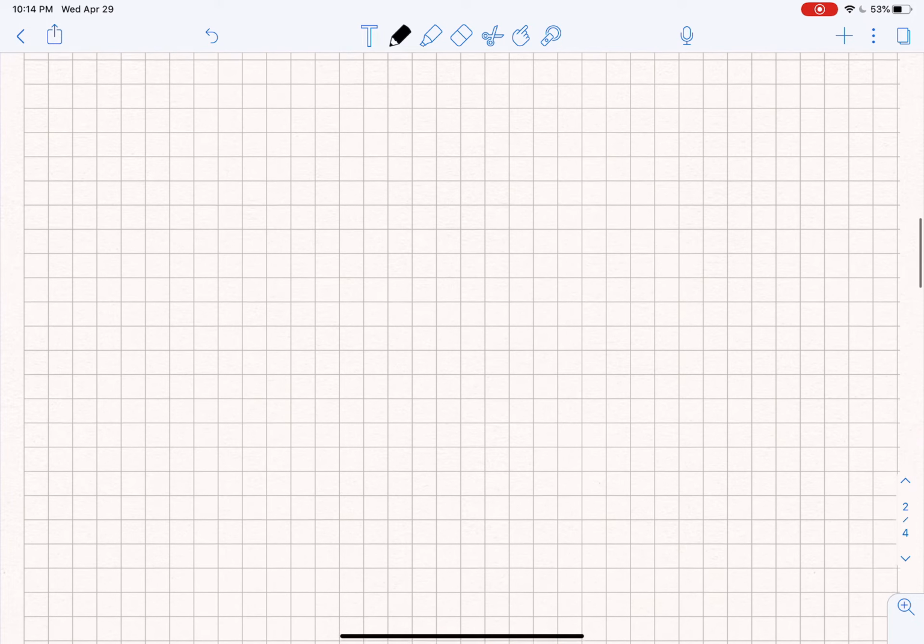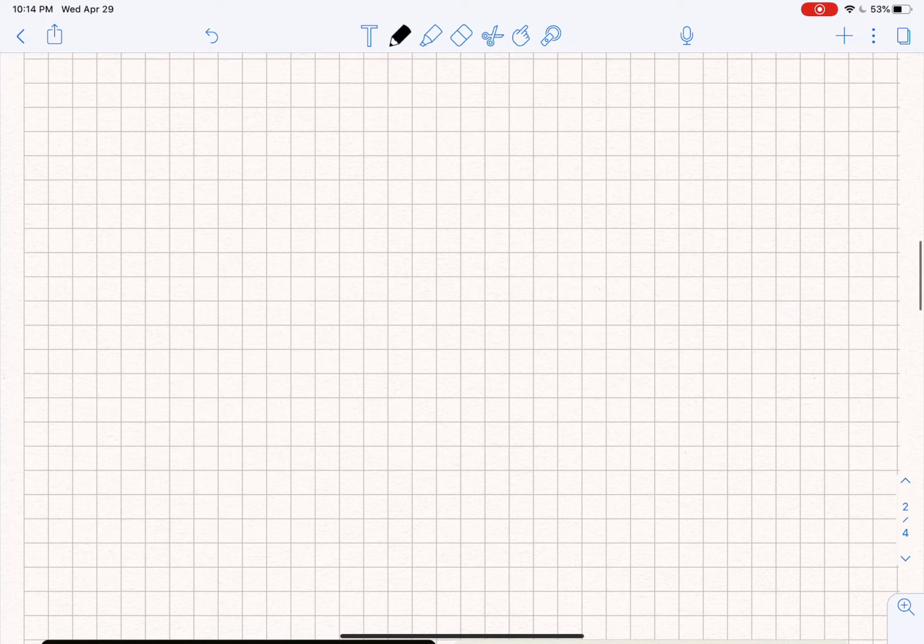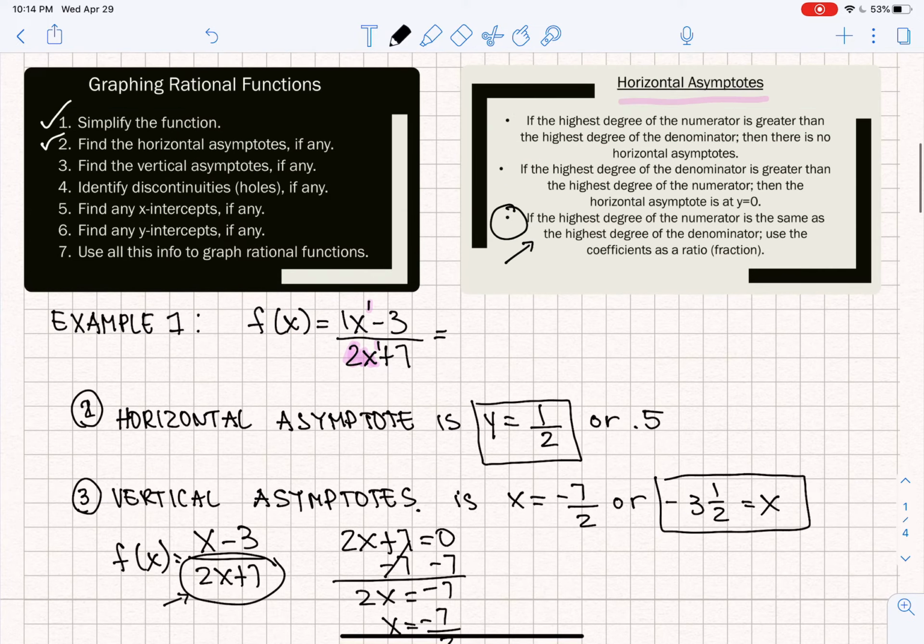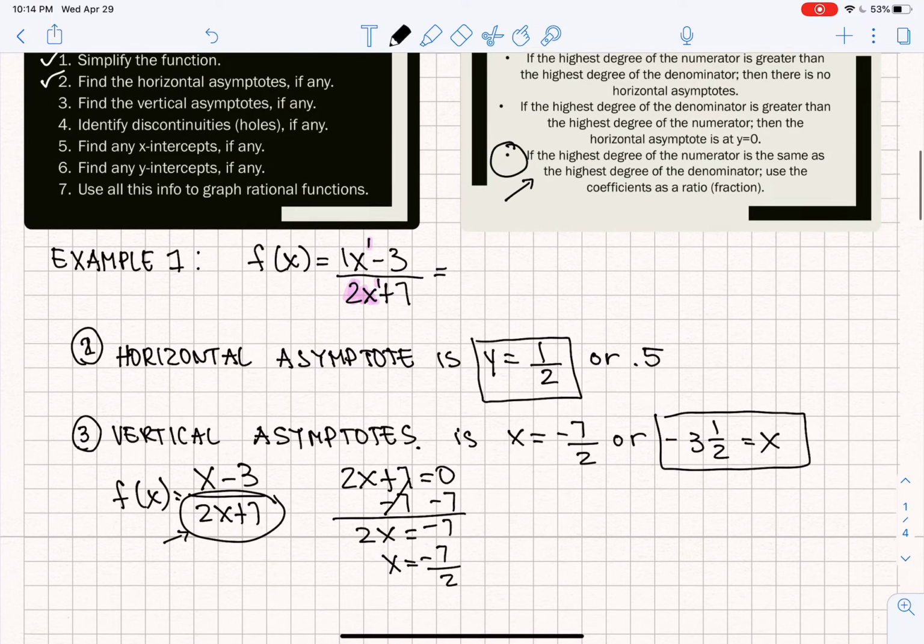So I'm going to go down here and draw a little graph. I'm going to have 1, 2, 3, 4, 5, 6, then 1, 2, 3, 4, 5, on each axis. The reason I left some spaces is because we have to complete parts 4 through 7.